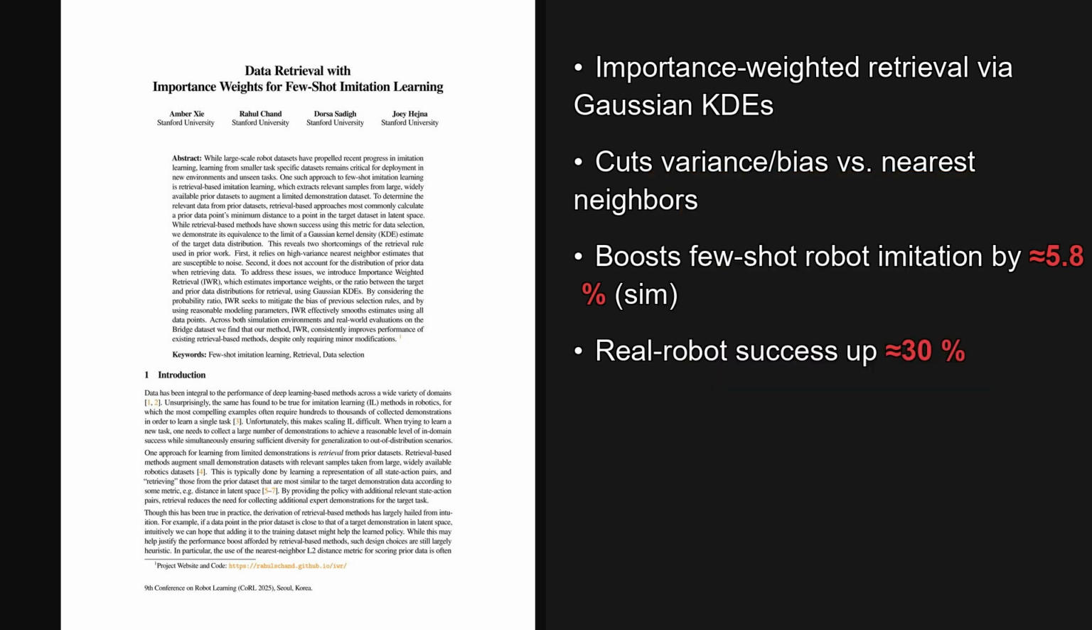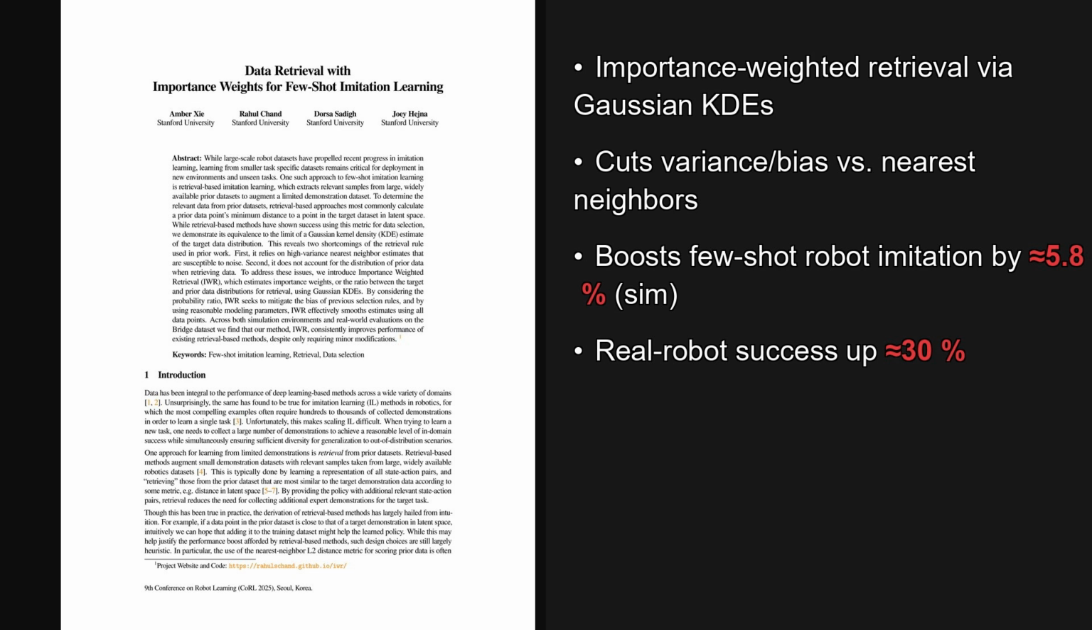I'm Alex. Today we're looking at a paper from the Hugging Face trending list, published on September 1st, 2025, about 3 days ago. The standout result is a simple switch to importance weighted retrieval that consistently beats nearest neighbor retrieval, with gains like 5.8% over Sailor on Libero and roughly 30% average improvement on Bridge real-world tasks. The paper is titled, Data Retrieval with Importance Weights for Few-Shot Imitation Learning. And as we'll see later, the implications for training small demonstration policies are quite significant.